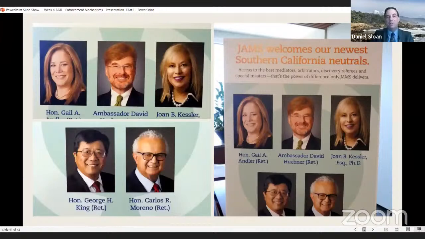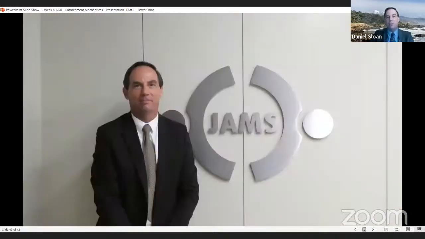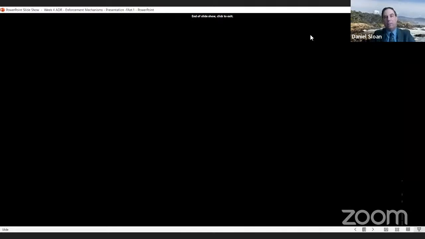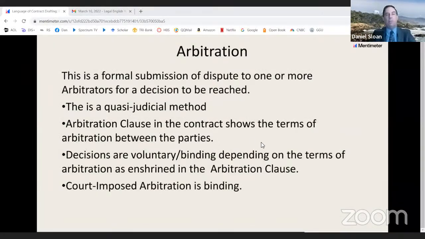Fantastic. And here's some of the people, the ambassador, just a lot of retired judges. Getting back to the question you had earlier, let me stop sharing that and go back to our PowerPoint. When we're talking about arbitration, just briefly here, and then I'll talk about the people that do it. It's a formal submission of a dispute to one or more arbitrators for a decision to be reached. This is a quasi-judicial method.